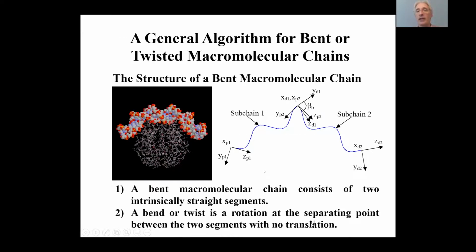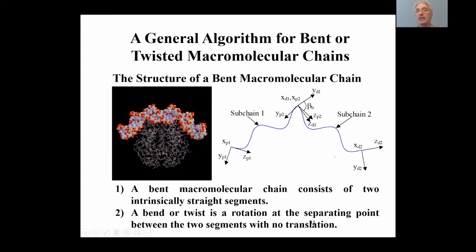Now, we can also handle things in DNA such as bent DNA. Suppose that you have a piece of DNA here, and then you have a bound transcription factor, a protein that binds to the DNA to bend it here, and then you have another piece of DNA here. So suppose you don't know where this transcription factor is bound.